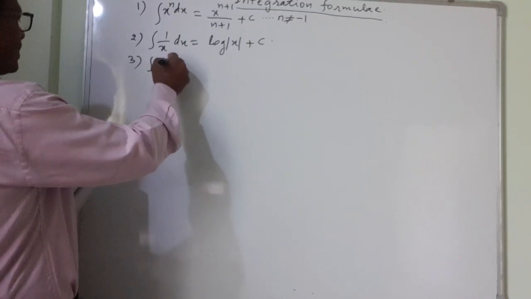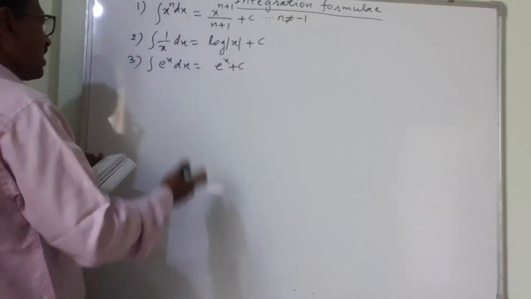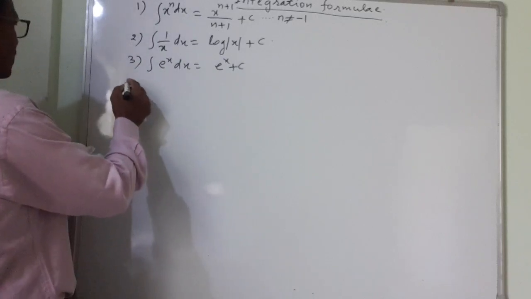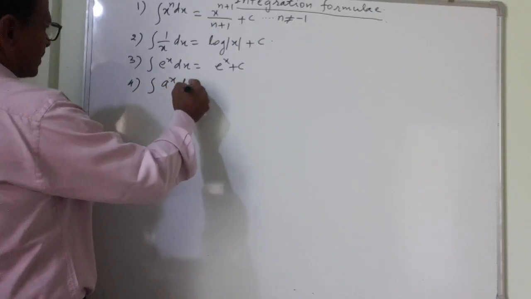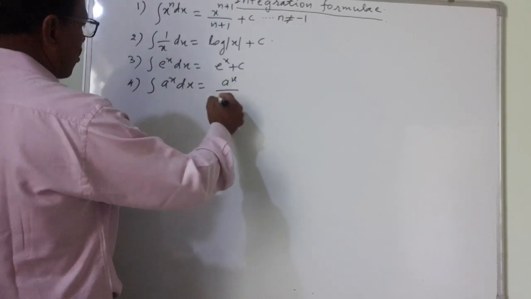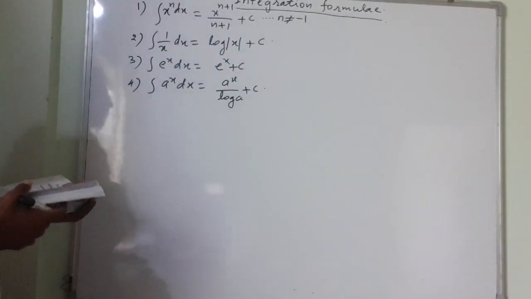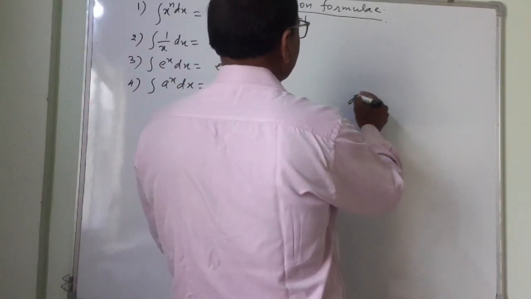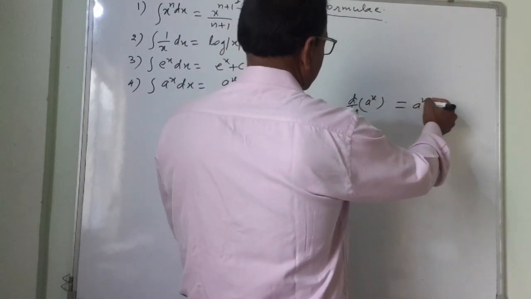Number 3: integration of e raised to x dx is equal to e raised to x plus c, because the derivative of e raised to x remains the same. Number 4: integration of a raised to x dx is equal to a raised to x upon log of a plus c. Just now we have seen how it has come. If you want to see it once again, d by dx of a raised to x is equal to a raised to x into log of a.